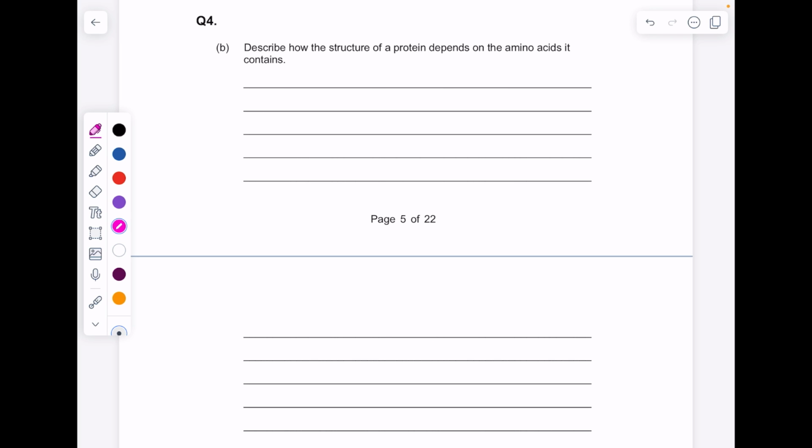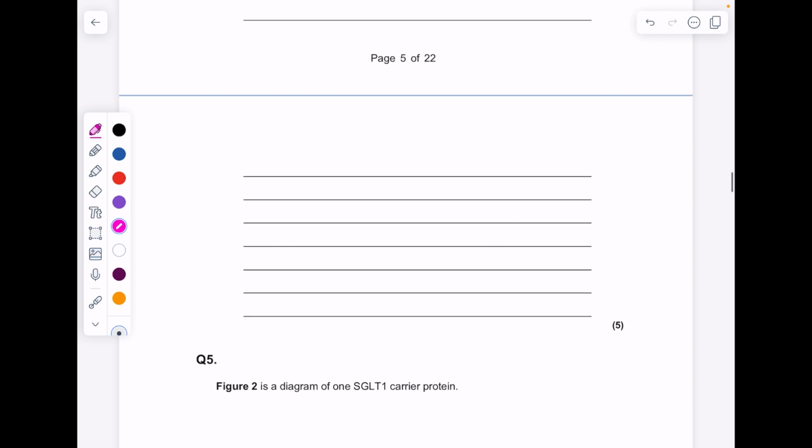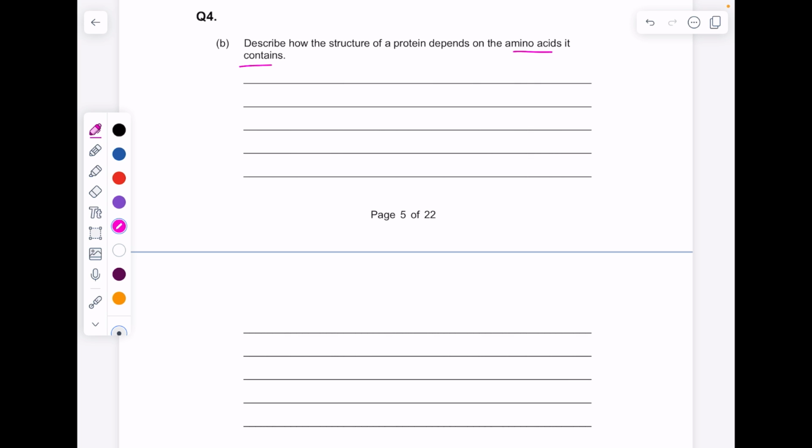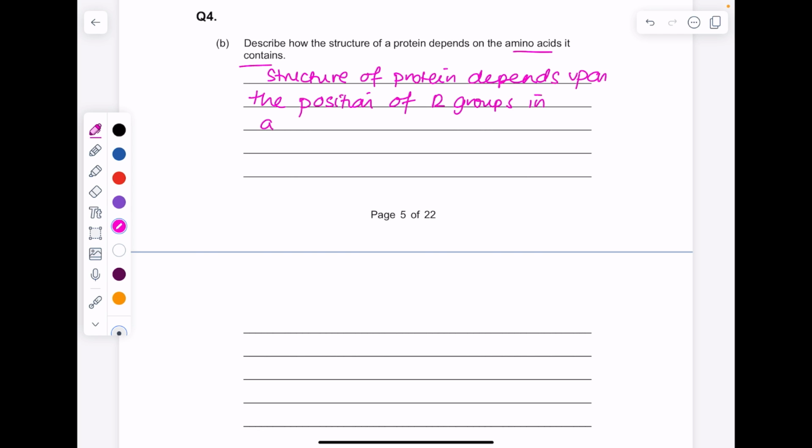Describe how the structure of a protein depends on the amino acid it contains. That's worth 5 marks. So we're going to talk in great detail here about primary, secondary and tertiary and quaternary structures. And we're going to talk about how the structure of a particular protein depends on the relative position of the R groups of amino acids, because that will then create the kind of interactions such as hydrogen bonds and disulfide bridges between various amino acids. So the structure of the protein depends upon the position of R groups in amino acids.